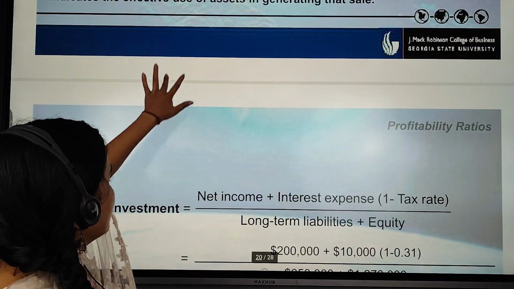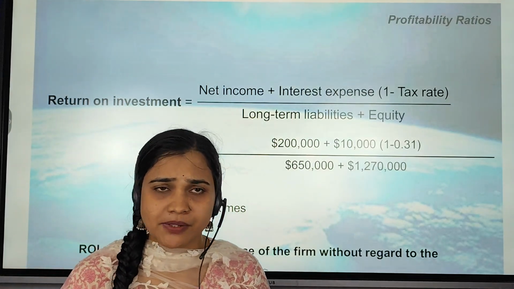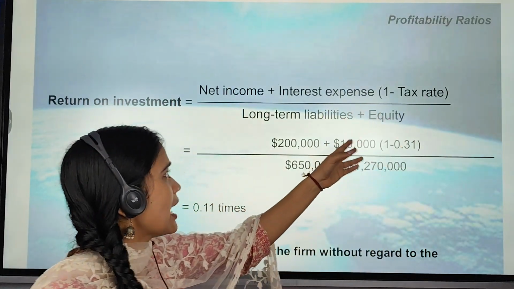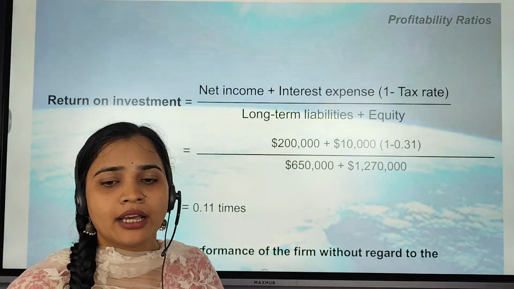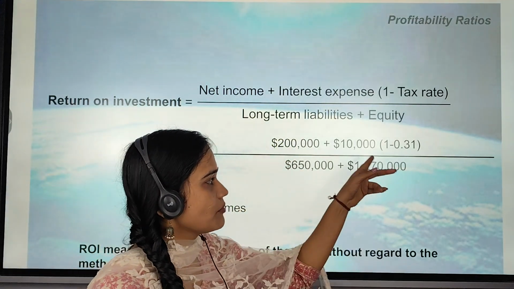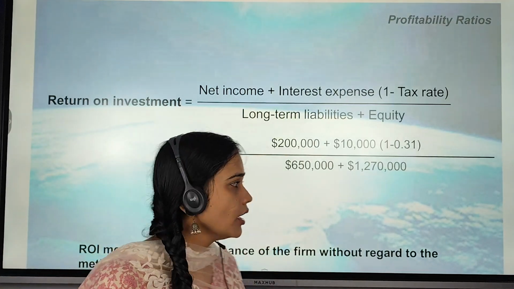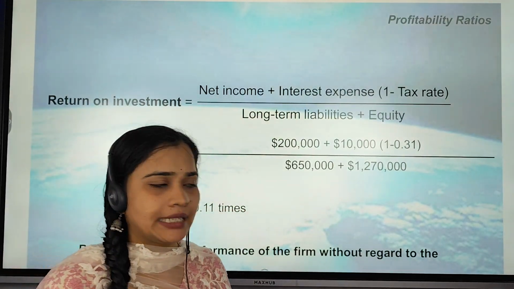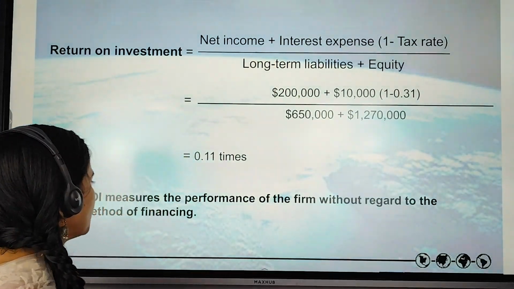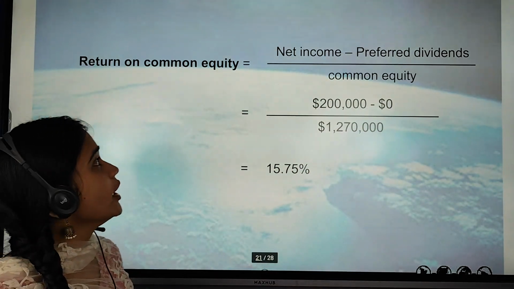The next one is our return on investment. The formula for calculating return on investment is our net income plus interest expenses times 1 minus tax rate, upon long term liabilities plus equity. In the question we have given data for that, that is 2 lakh plus 10,000 minus 1.031 upon 6 lakh 50,000 plus 1 lakh 27,000. The answer we got is 0.11 times. Our ROI measures the performance of the firm without regard to the method of financing. The next one is return on common equity.